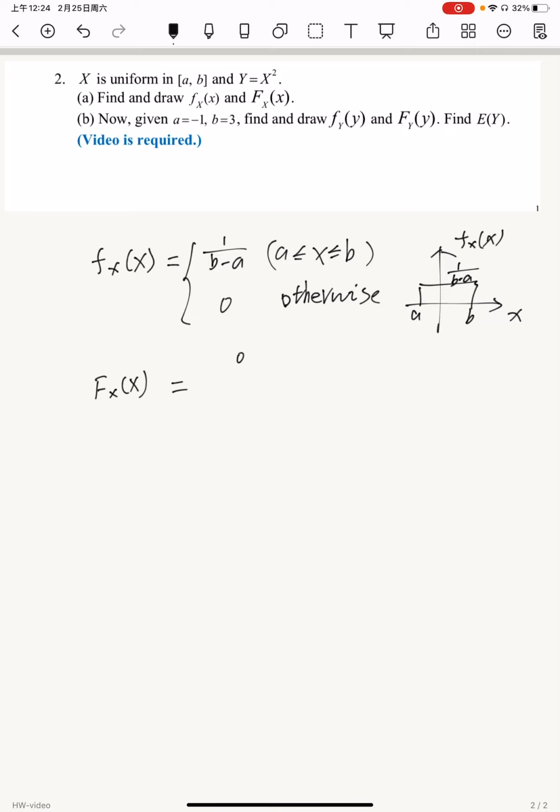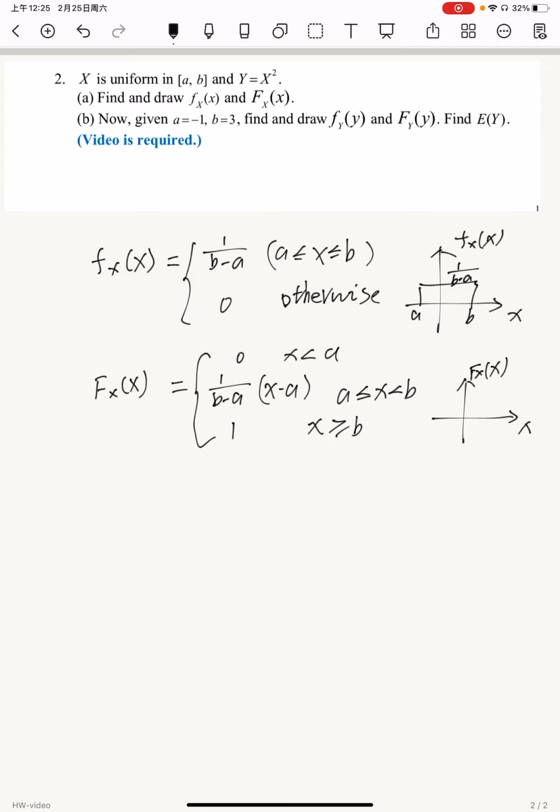And the capital F_X equals 0 when X is less than A, and equals 1 divided by B minus A multiplied by X minus A when A is less than X less than B, and F_X is 1 when X is bigger than or equal to B. Here is capital F_X, and we can draw the diagram with X and capital F_X: at B it is 1, and at A it is 0. So here is the diagram.